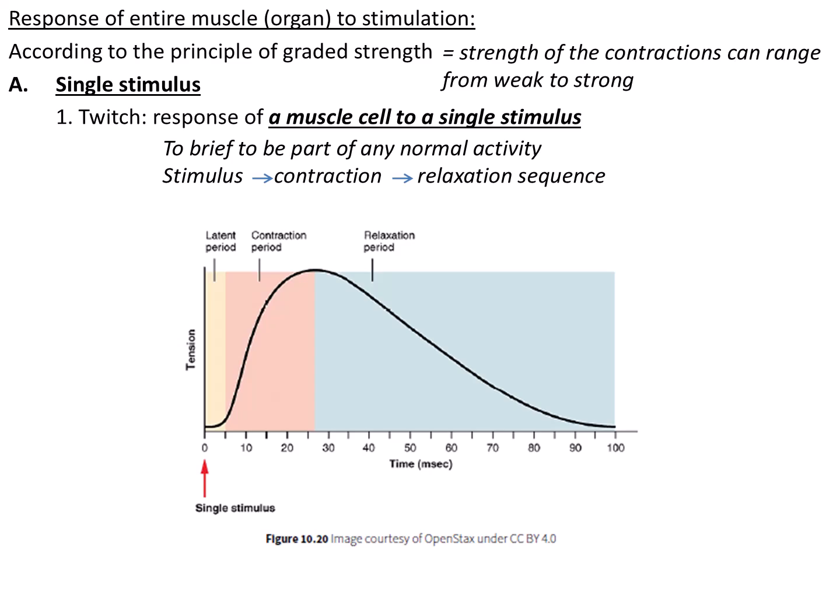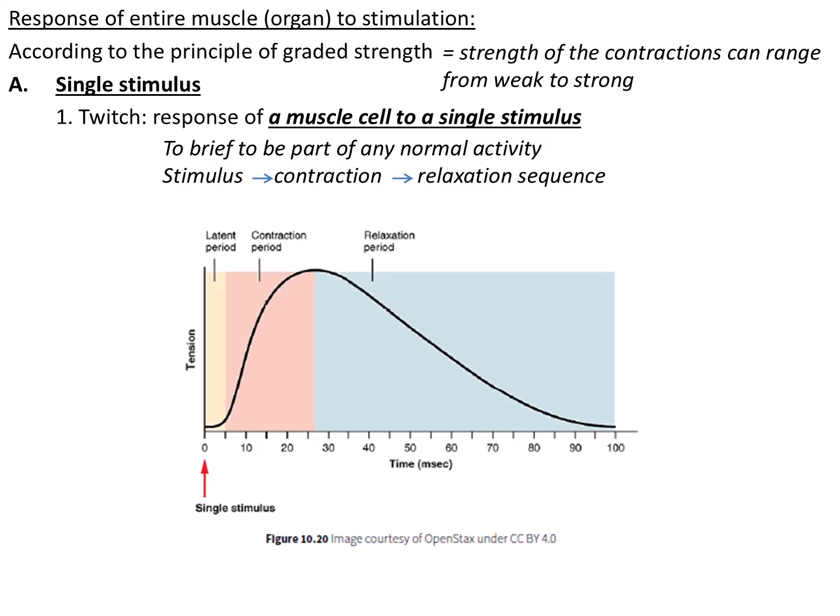First, we will look at how an individual muscle cell responds to a single stimulus. We will then build on this to understand how an entire muscle responds to a stimulus. The twitch is the response of a single muscle cell to a single stimulus. The twitch of a single cell is too brief to be part of any normal activity.